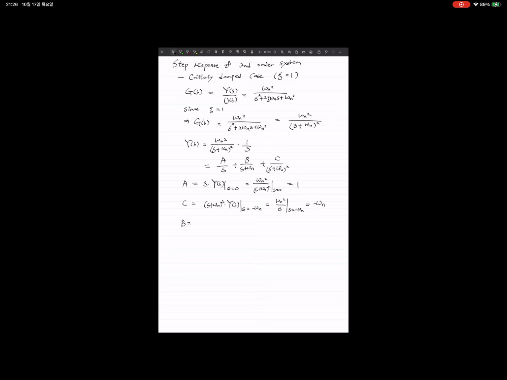And for B, we need slightly different equations. d over ds of (s plus omega n) square times Y of s, evaluated at s equal to minus omega n. So this one is d over ds of omega n square over s, at s equal to minus omega n, which is minus omega n square over s square, at s equal to minus omega n. Then we end up having minus 1.